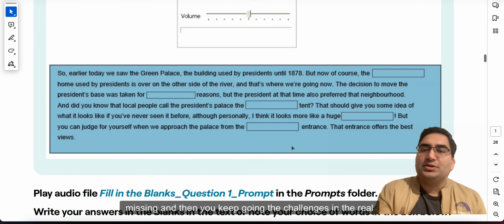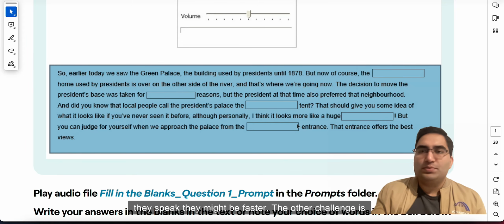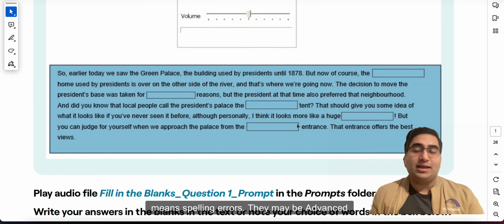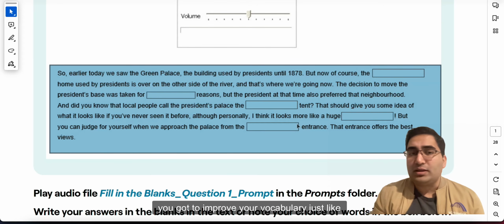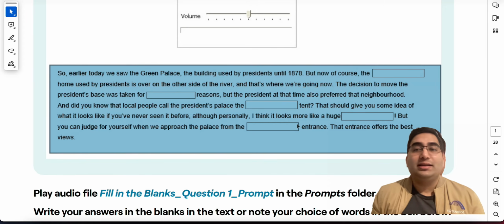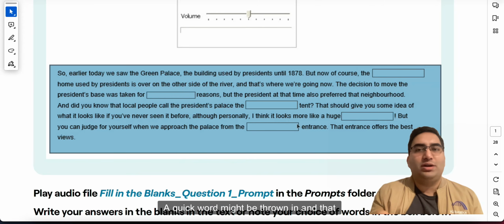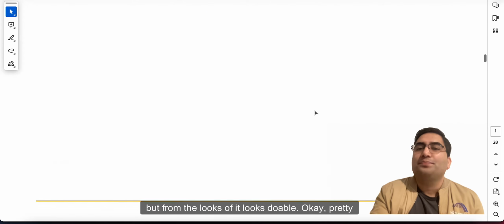keep going. The challenges in the real exam, options might be close together, and when they speak, they might be faster. The other challenge is the words that they say may be longer, which means spelling errors. They may be advanced words that you have not heard of, which means you got to improve your vocabulary, just like for any other exam. And they may say it in a very random way. In a long sentence with multiple words, which is a fast sentence, a quick word might be thrown in, and that might be the blank that you have to answer. So it's not as easy as it looks, but from the looks of it, looks doable.